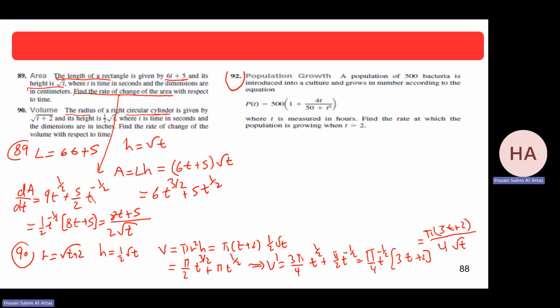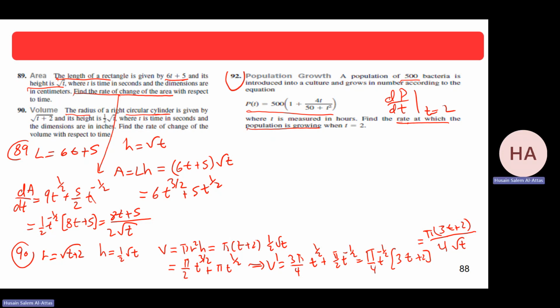Problem 92: the population of 500 bacteria is introduced. We have this formula, where t is time. Find the rate at which the population is growing. I need to find dp by dt at t equal to 2. This is just a kind of real life application.